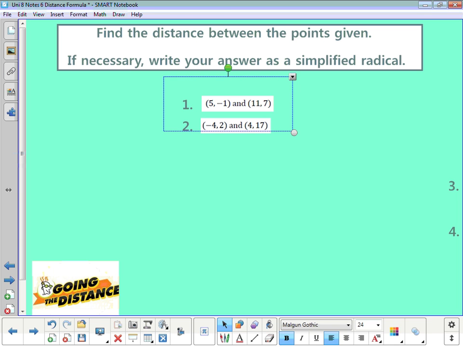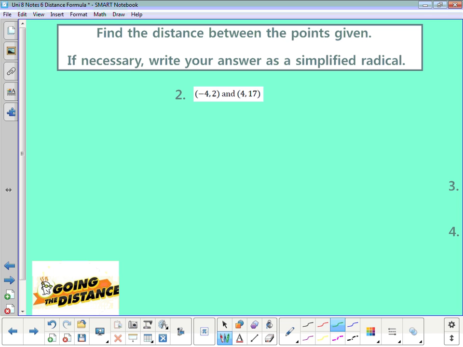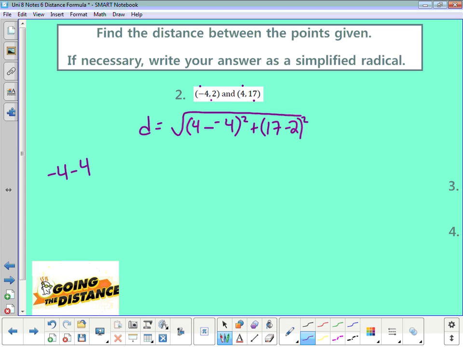In number 2, I have the 2 points -4, 2 and 4, 17. So again, I'm going to put those into the distance formula. My x coordinates are 4 and -4, so 4 minus -4 squared. And my y coordinates are 17 and 2, so 17 minus 2 squared. Now this is a good time to point out that if I were to change the order, if I would have gone -4 minus 4, I would have ended up with negative 8, which then squared is still 64. Here, I'm going to end up with positive 8, which again squared is still 64.